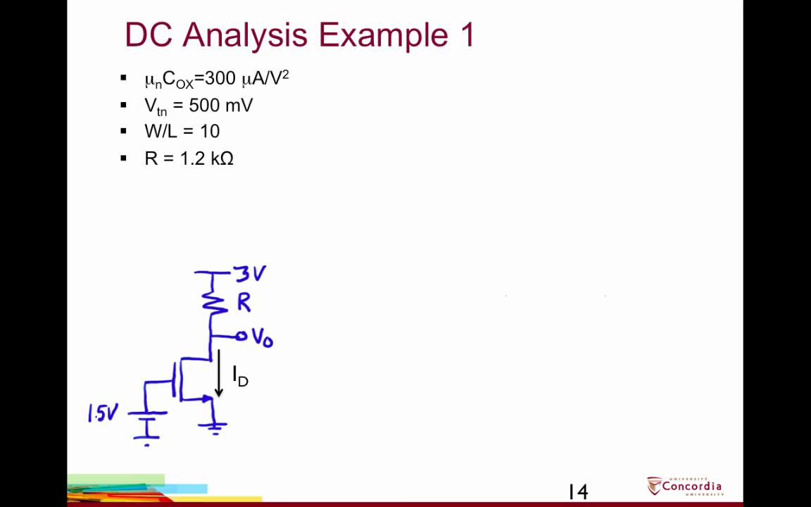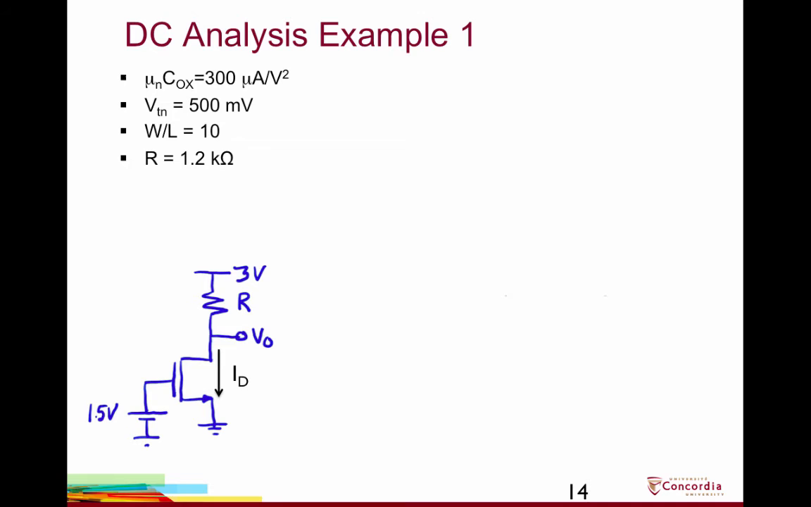Okay, here's the first example. We'll have mu n C ox equal to 300 microamps per volt squared, a threshold voltage of 500 millivolts, an aspect ratio W over L of 10, and a resistance of 1.2 kiloohms. If you like, you can pause the video and work out ID and Vout.